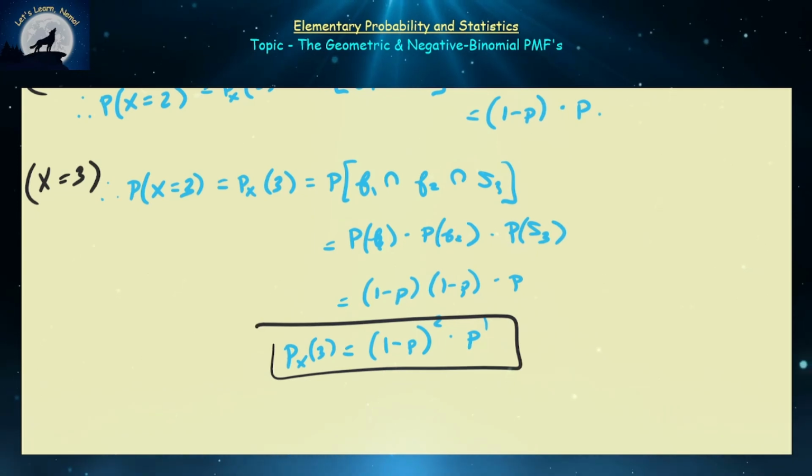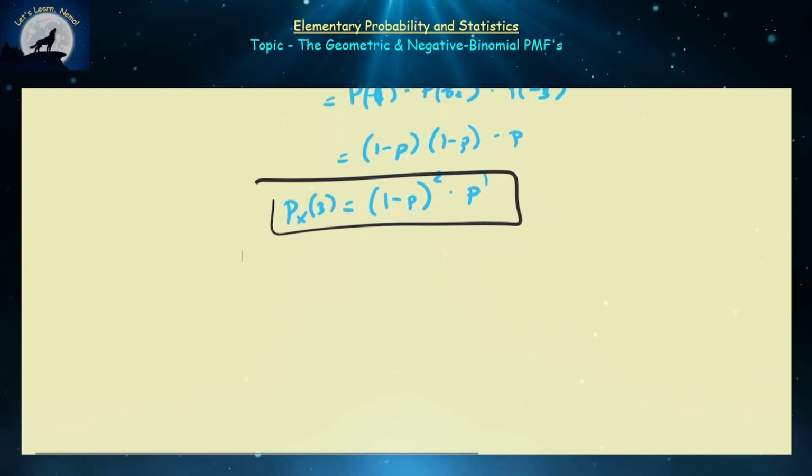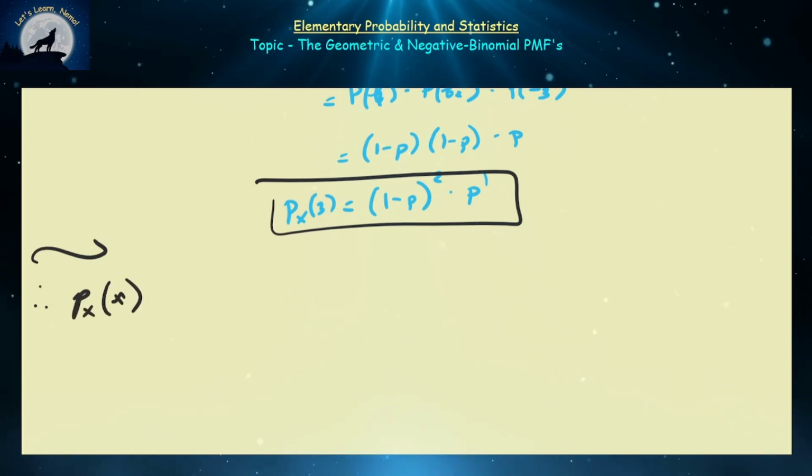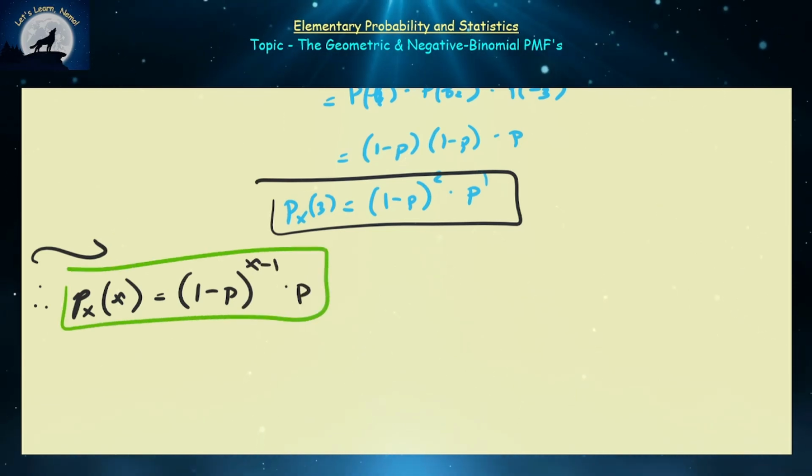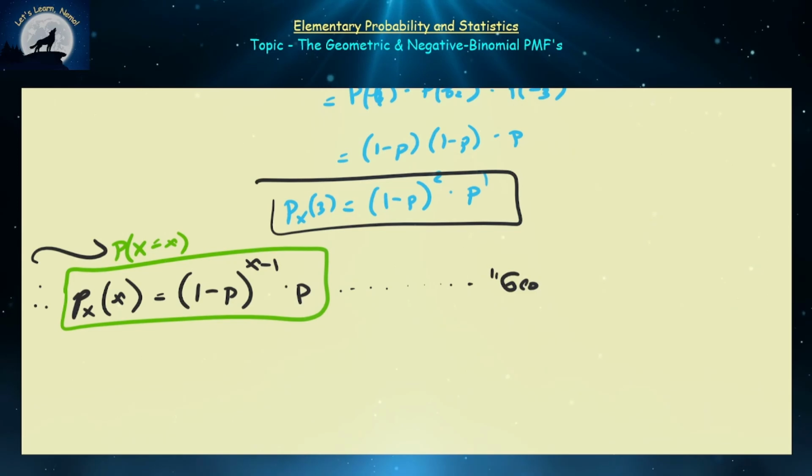And obviously you should be able to start to see a pattern here. So let's see if we can just generalize this to the general case. The probability that X is equal to little x will be equal to (1 - p)^(x - 1) times p. And keep in mind, this is the probability that capital X is equal to little x. And this structure has a name. This is called the geometric probability mass function.